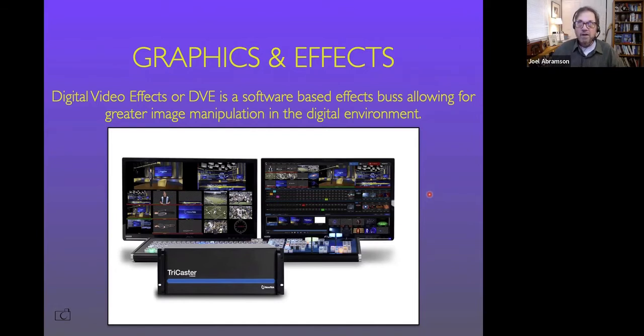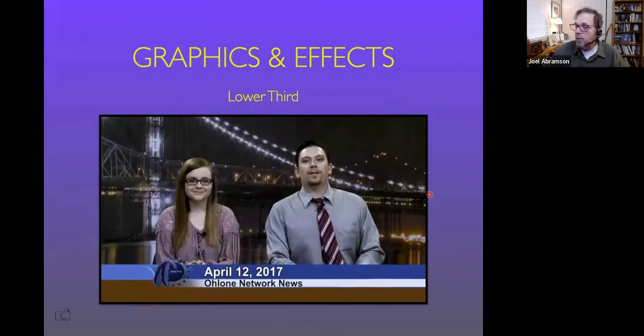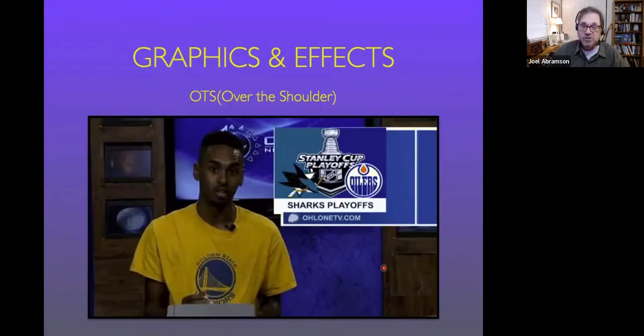Now, when we're looking at the screen, when we're looking at the picture, here are the names of the different kinds of effects that are really common in television news production. We have the lower third. That's because that happens in the lower third of the picture. And so we use that a lot for keying in names and things like that. We have the OTS shot, and that's the over the shoulder shot.